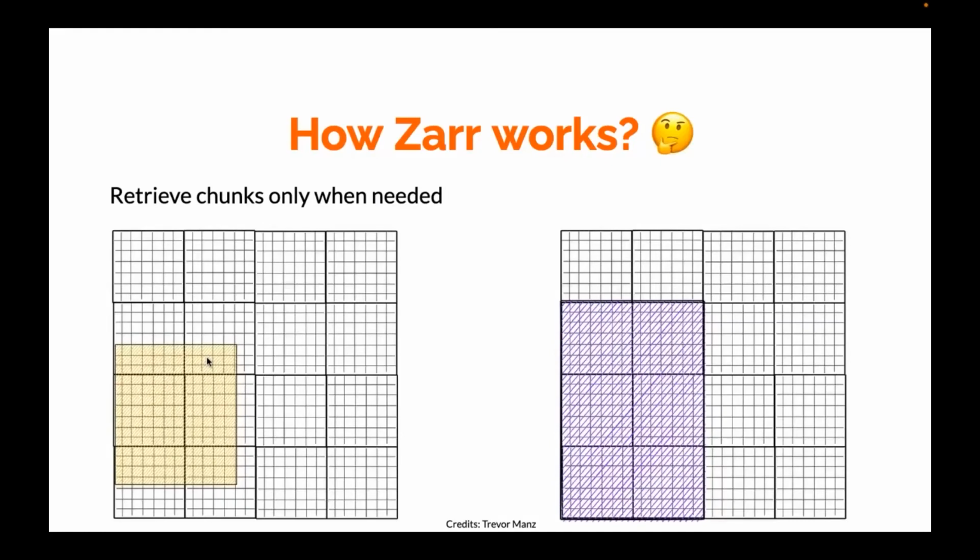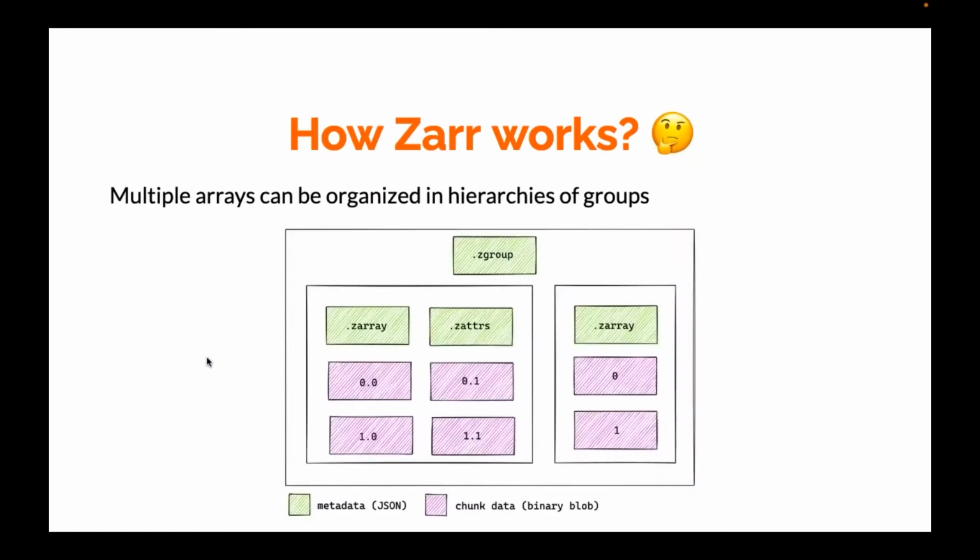And only the chunks which correspond to your selection are read back into memory. So you need to specify which chunk you want to read back into memory, and only those will be read back, and all of the other chunks would be stored in storage. So it will not take your disk space. And yes, multiple arrays are organized into hierarchies of groups. So it's like Z arrays.